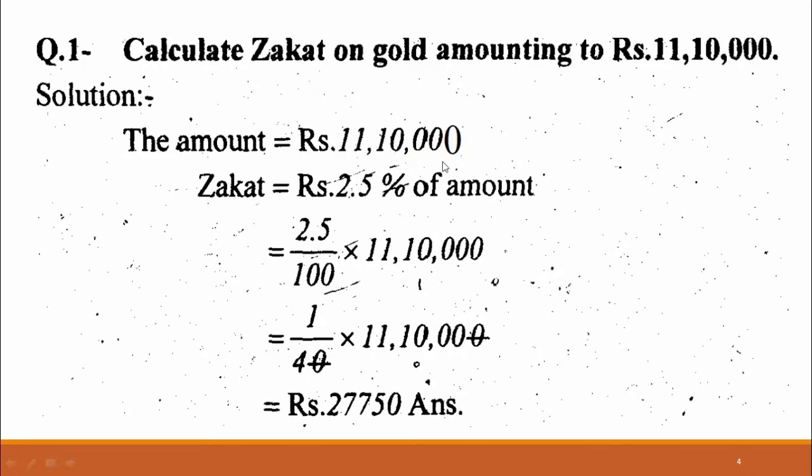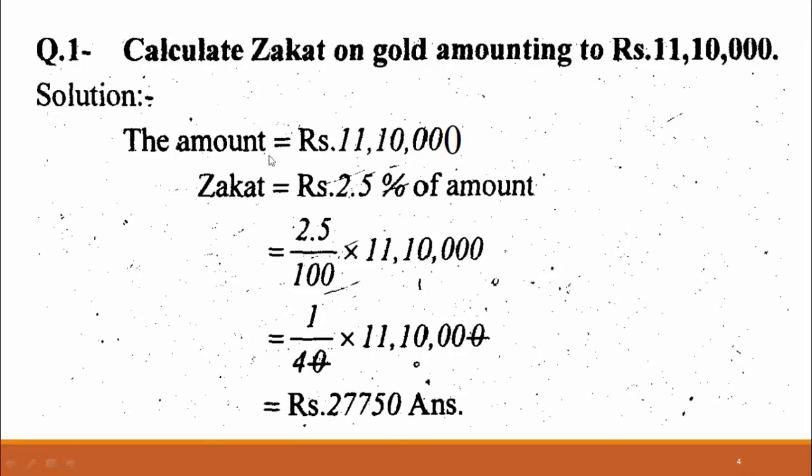1,110,000 rupees. So 2.5 out of 100 or 1 over 40, 1 rupee out of 40. Then how much is the zakat for this total amount? So 1 over 40 multiplied by 1,110,000, and after simplifying this expression we obtain 27,750 rupees as the amount of zakat for this total gold amount.